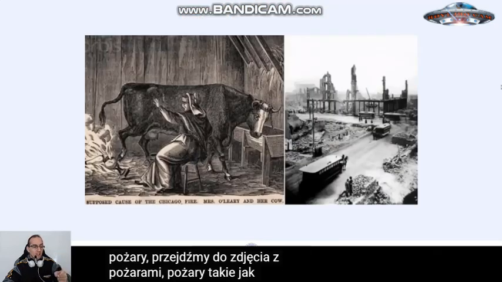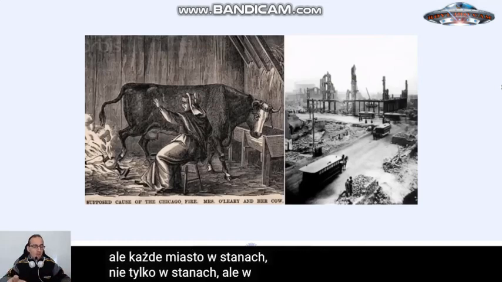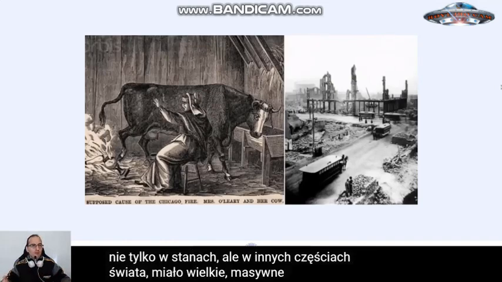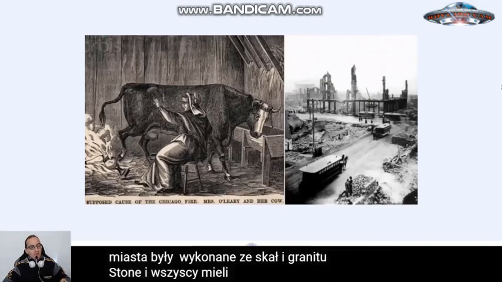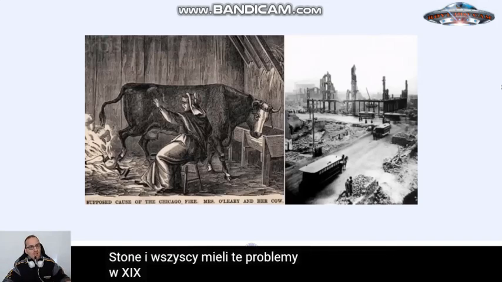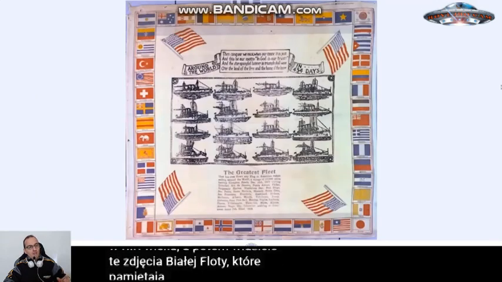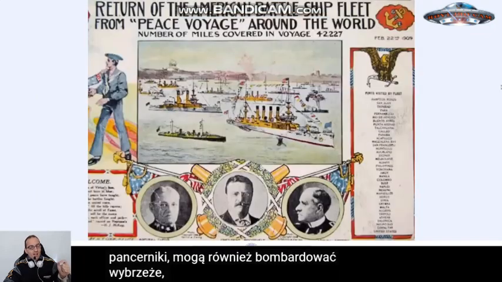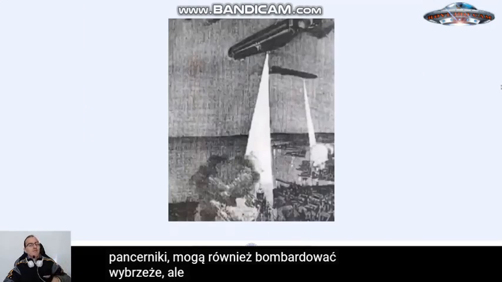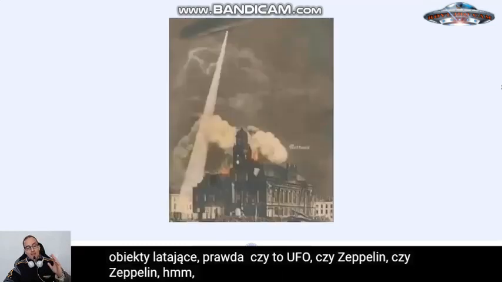The fires, like the Chicago fire, which was one of the biggest fires, but then every city in the States, and not just the States, but other parts of the world, had big, massive fires. And all the cities were made of rock and granite stone. And all of them had these issues across the 19th century. And then you see these photos of the White Fleet, which, because they're battleships, can also bombard the coast, but especially the flying objects, right? Be it UFO or Zeppelins.